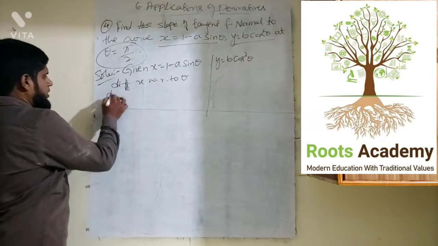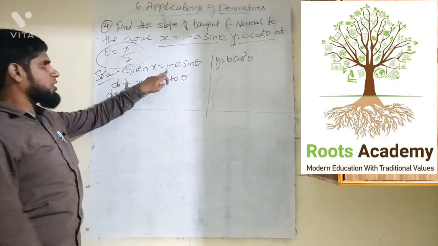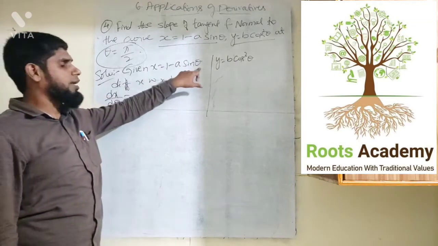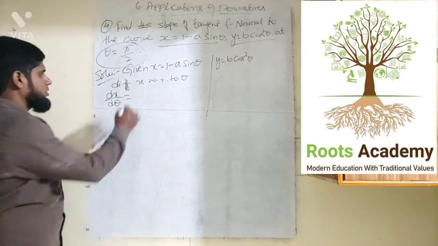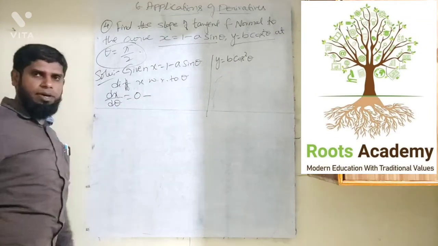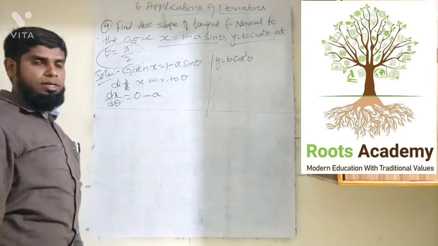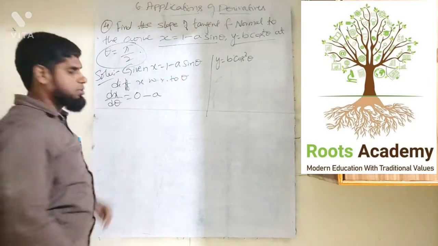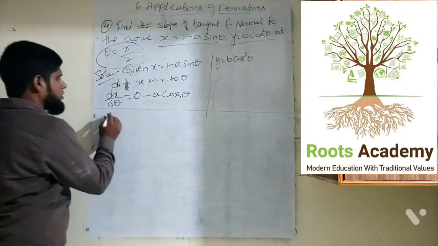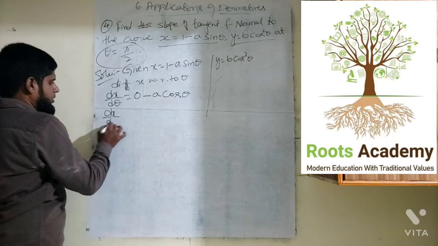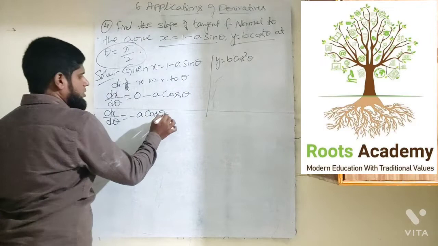So what is our dx by d theta now? Here in dx by d theta, we have 1 minus a sin theta. And we know that derivative of any constant is 0. So its derivative is 0 minus a, where a is a coefficient as it is. Derivative of sin is cos theta. So our dx by d theta is equals to minus a cos theta.